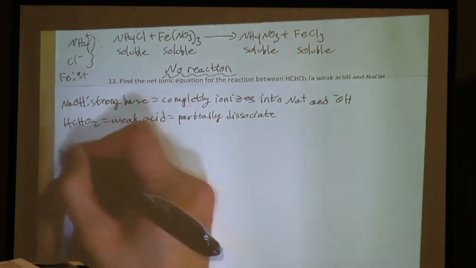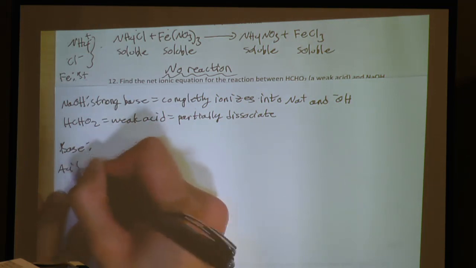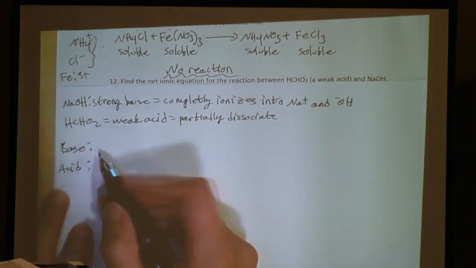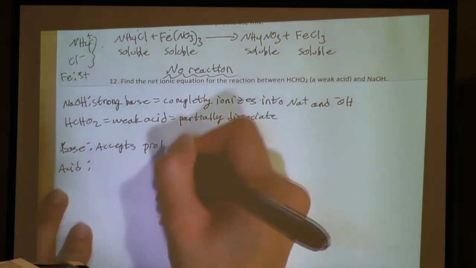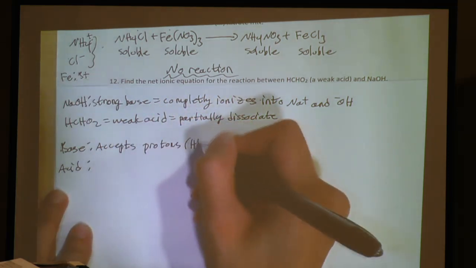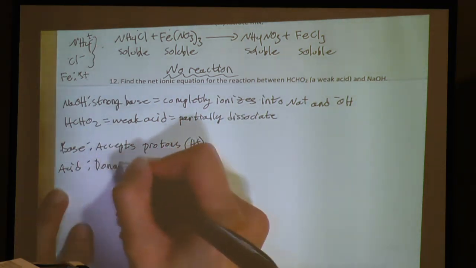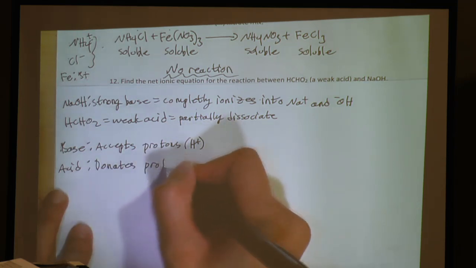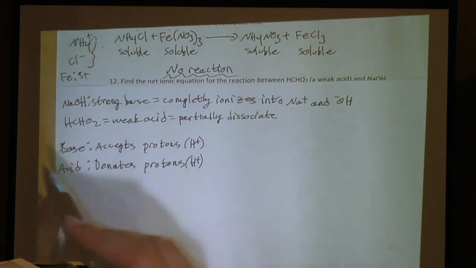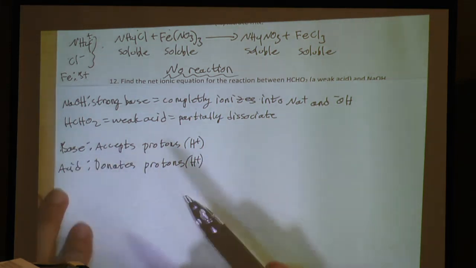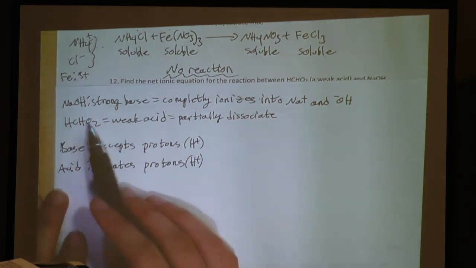So we'll define base and we'll define acid. A base is something that accepts protons. A proton is an H plus atom. An acid is something that donates protons, which, like we said, is an H plus atom. You have other definitions for this regarding electrons, but the protons are what we care about in this situation to see what this is going to break up into.